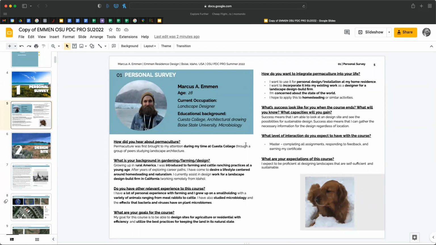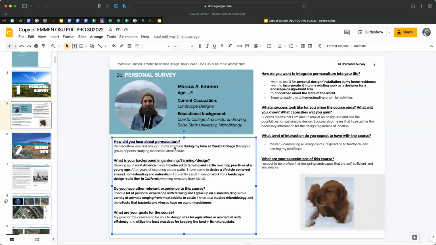And if you take a look at this, we've got, how did you hear about permaculture during my time at Cuesta College? You can see that bolded highlighting specifically answers this question. And when you scan this amount of information, you can pull out the relevant bits right away. This is important for a few reasons.